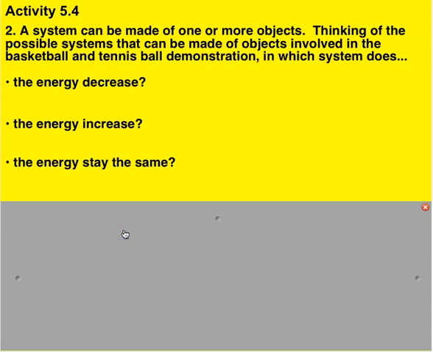And now again, if you're getting confused about this, let's think about it. So the basketball could be considered a system. The tennis ball could be considered a system. The tennis ball and the basketball together could be considered a system. And think about other parts. Could the floor be considered part of the system? Could the air be considered part of the system? So in which system does the energy decrease, the energy increase, and the energy stay the same?